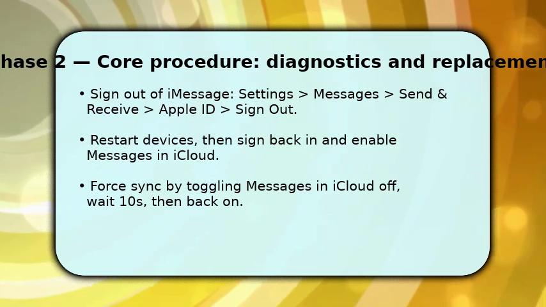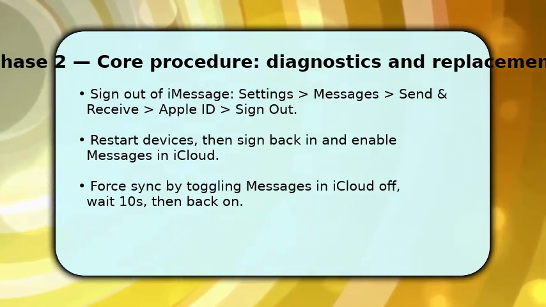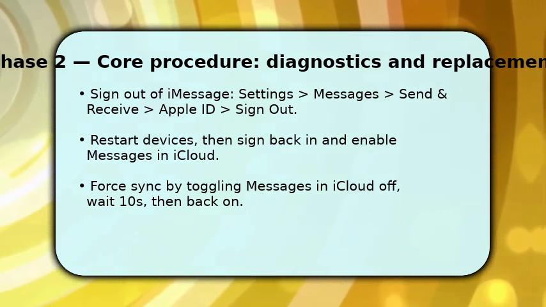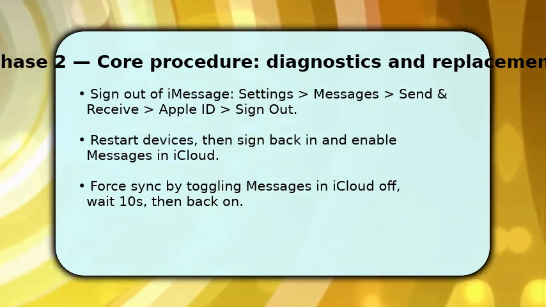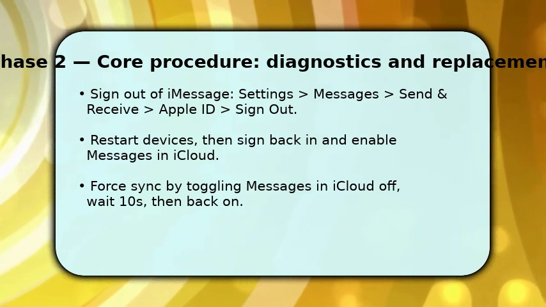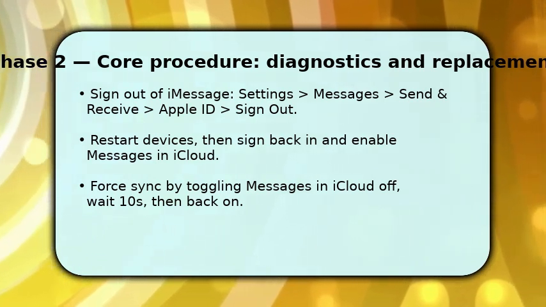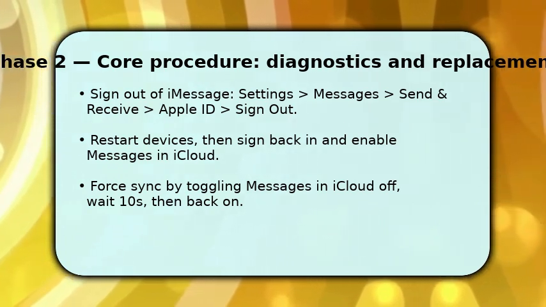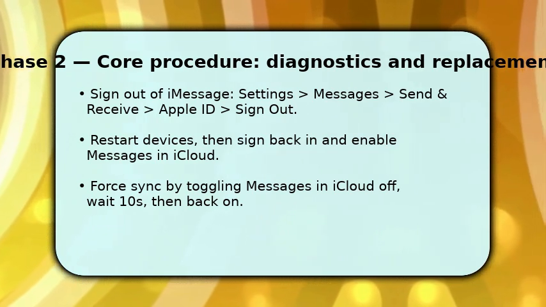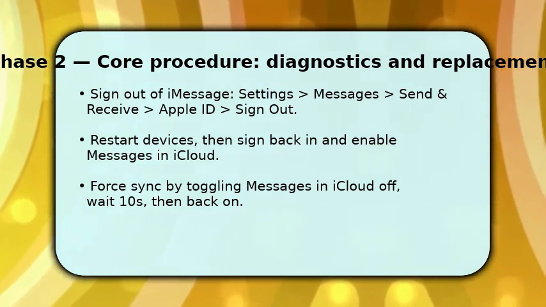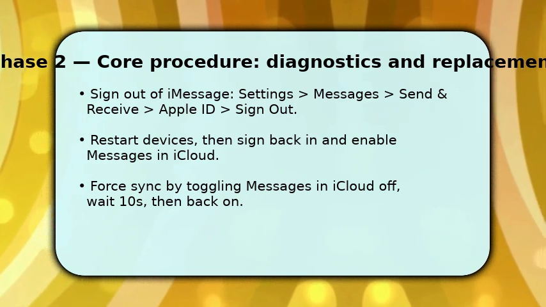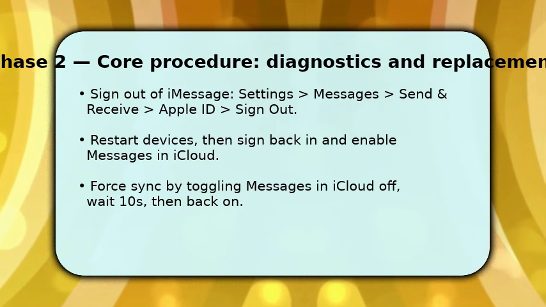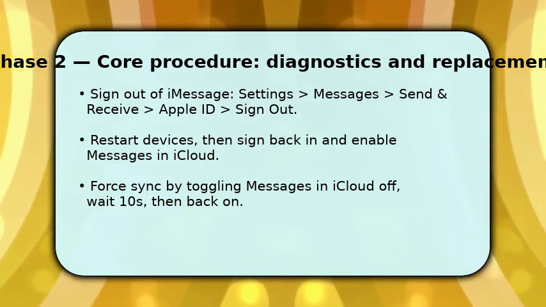Next, you'll reset iMessage and force a fresh synchronization. First, sign out of iMessage on every device to clear lingering session tokens, then restart each device to reset network and process states. After rebooting, sign back into the same Apple ID and re-enable messages in iCloud. To force sync, toggle messages in iCloud off, wait 10 seconds, then turn it on again. This prompts Apple to reupload and redownload conversation data. Make sure devices stay connected to Wi-Fi while the cloud reconciles messages.